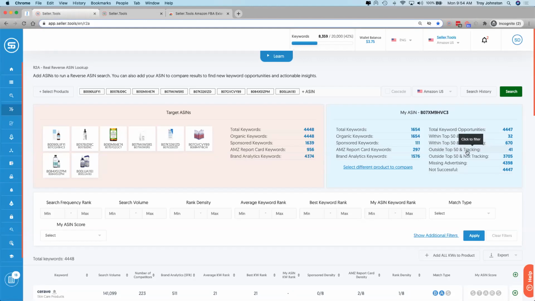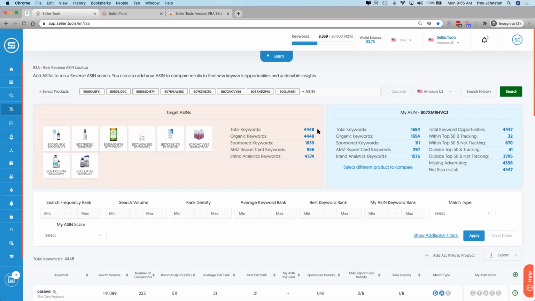So again, this may be where we want to prioritize our ranking efforts, utilize some mini chat flows to start positively impacting rank for those keywords. Outside top 50 and not tracking, these are sort of the worst case scenario where we're underperforming and they're not on our radar. But this result, this 3,705, is again looking at the total keyword opportunities.